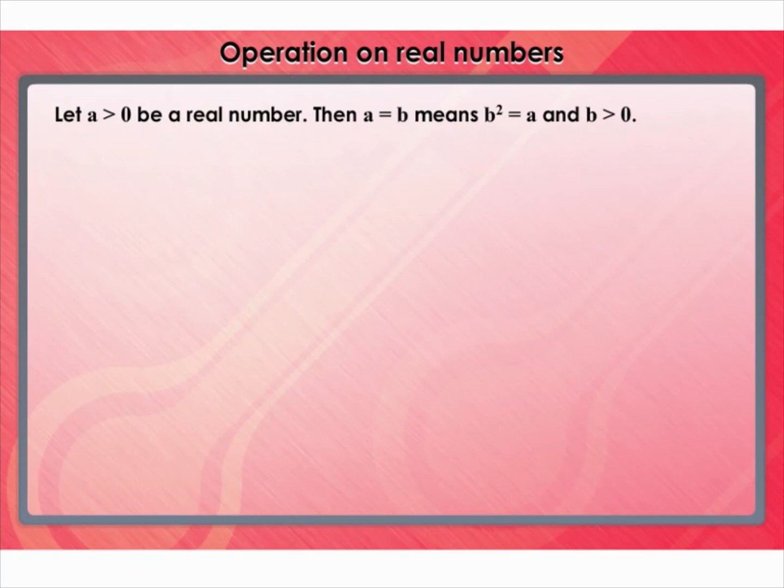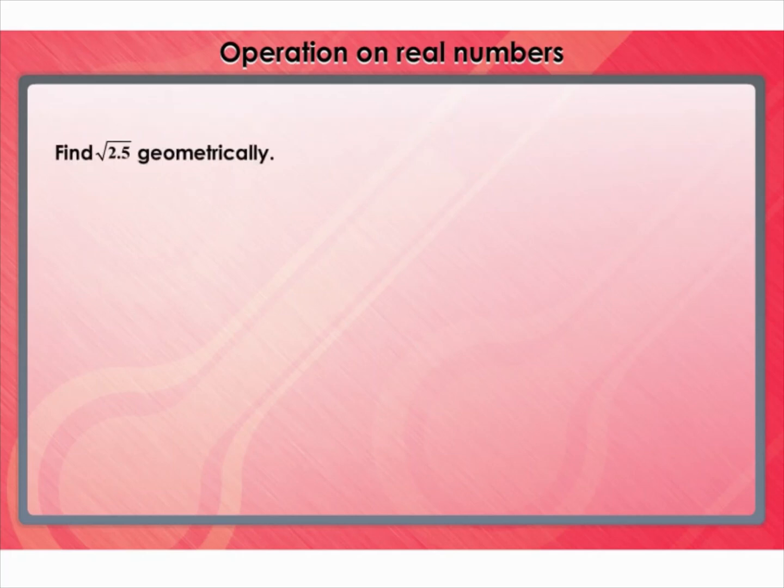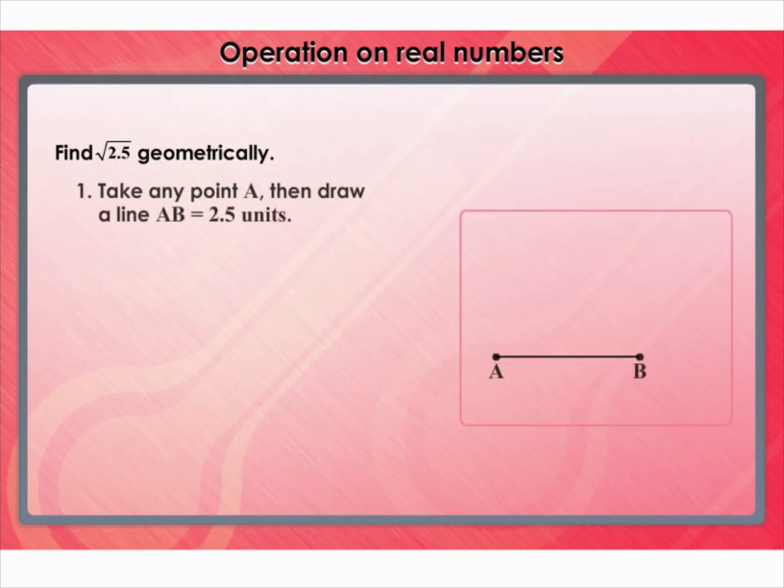Operation on real numbers. Let a be a real number greater than 0. Then the square root of a is b means b squared is equal to a and b is greater than 0. Now let's see how to find the square root of x for any given positive real number x geometrically. For example, let's find the square root of 2.5 geometrically. Take any point A, then draw a line AB equal to 2.5 units.